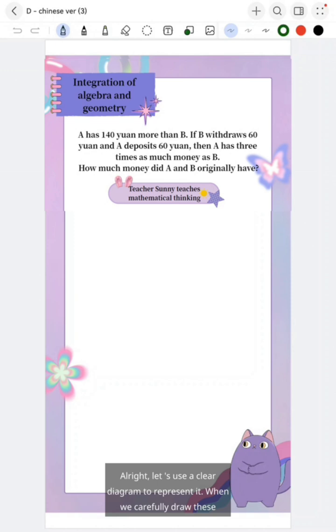Alright, let's use a clear diagram to represent it. When we draw these diagrams, we usually start with the smaller quantity first. Since B has a smaller amount compared to A, we will begin by representing B first. Let's use a simple triangle shape to illustrate the amount that B has. This arrangement represents our initial scenario, the very first situation.